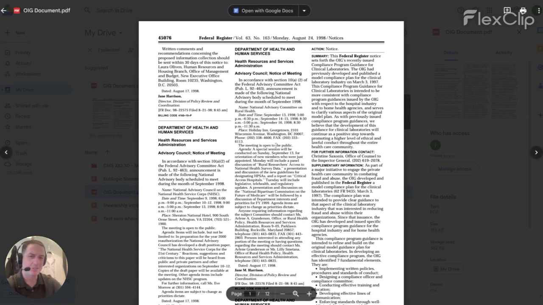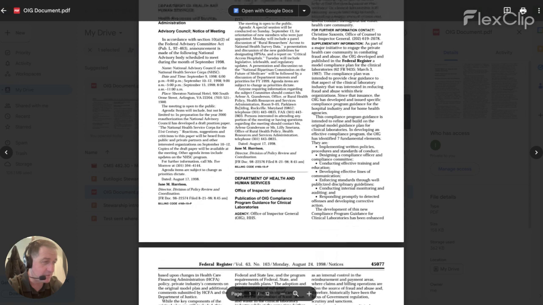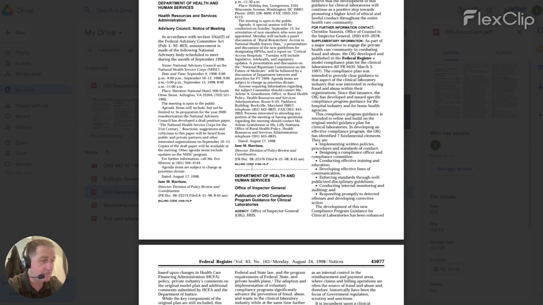The answer is because this document, although it's at least 25 years old, is the most recent OIG statement that we're still held accountable for today. The Federal Register, by the way, is like the daily newspaper of the federal government. This is where they post all their notices. So, in any case, here we are, the Federal Register, and if you scroll to the bottom of this particular edition, you can see this thing called OIG Compliance Program Guidance for Clinical Laboratories.